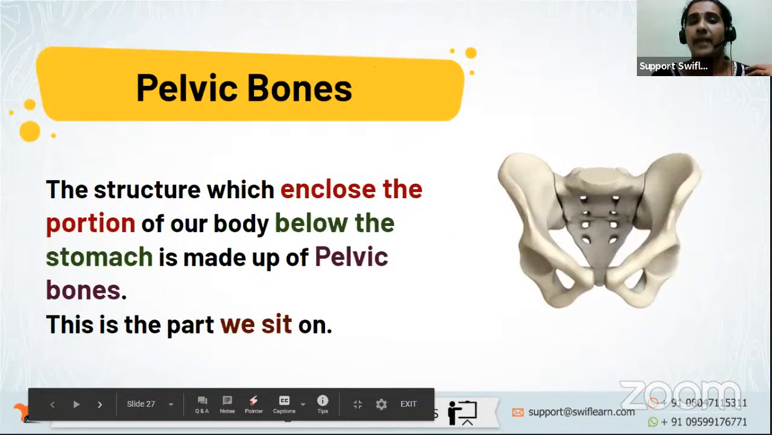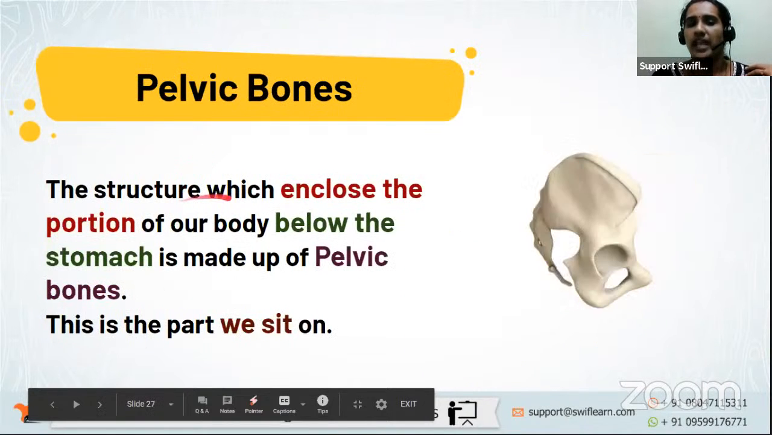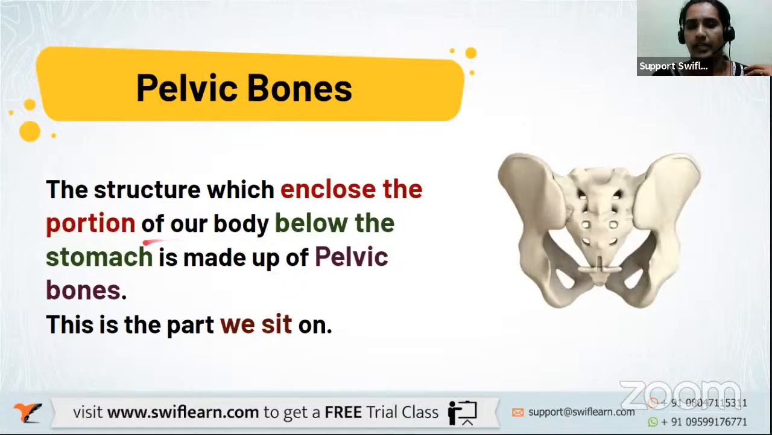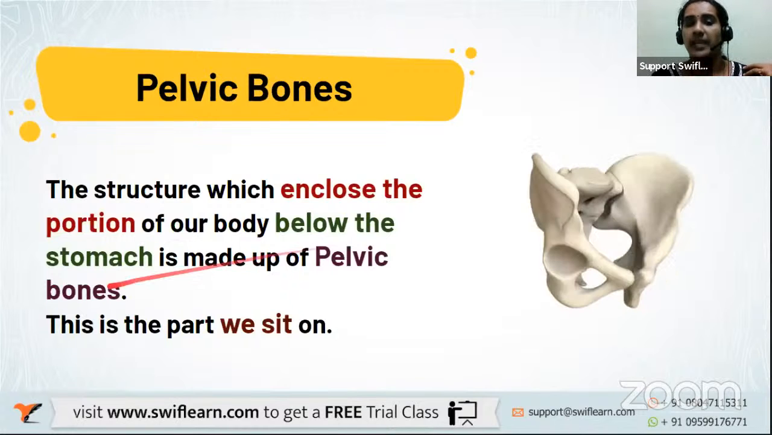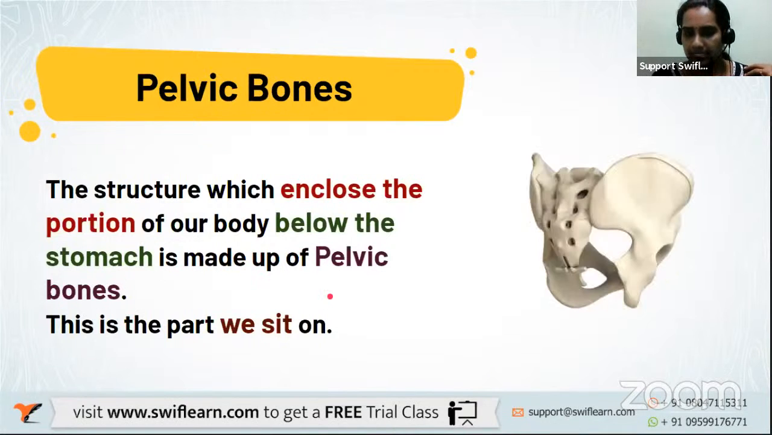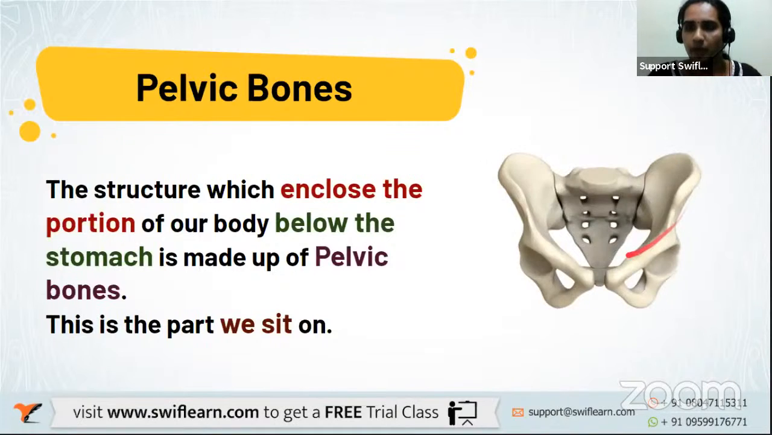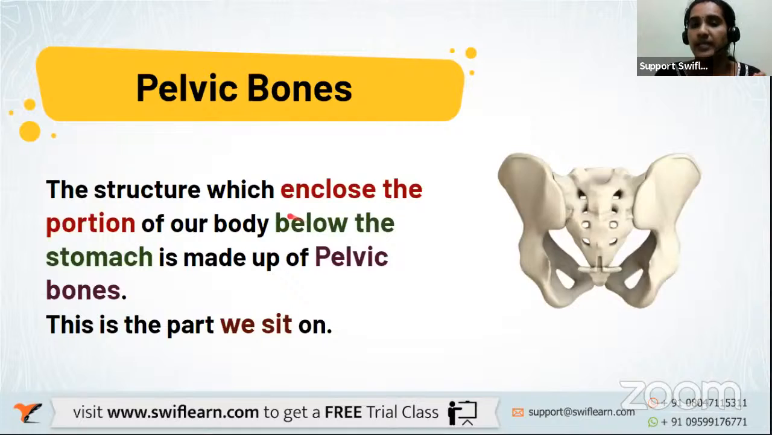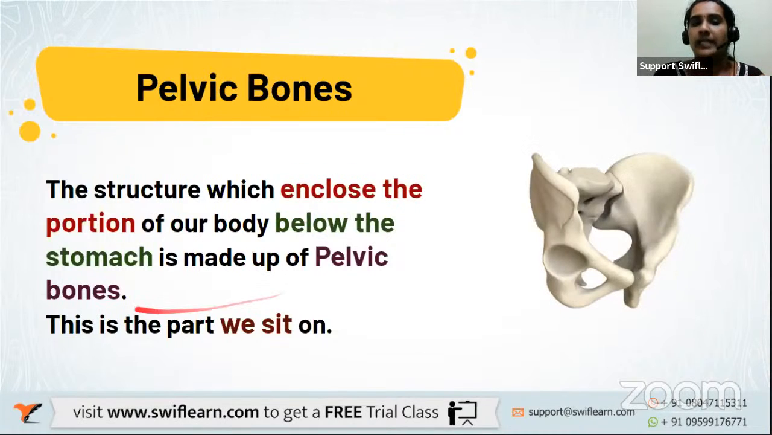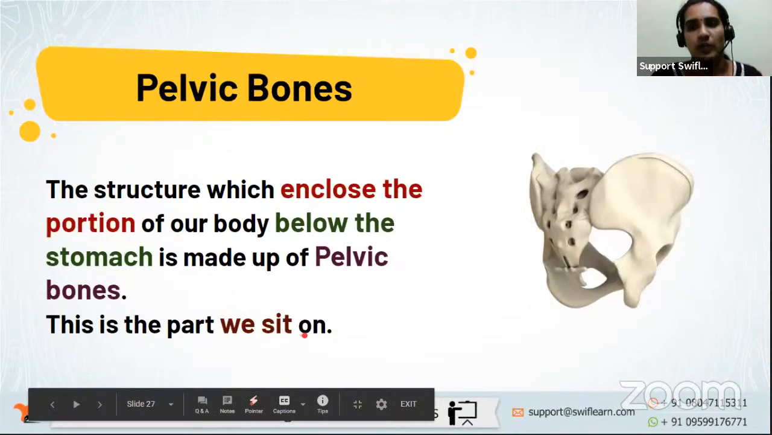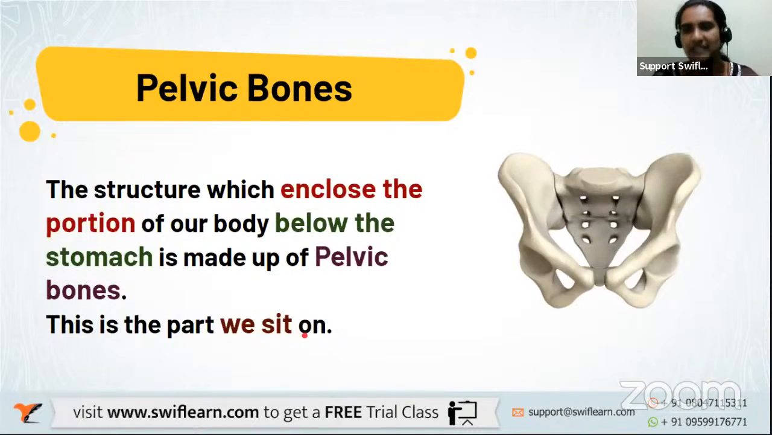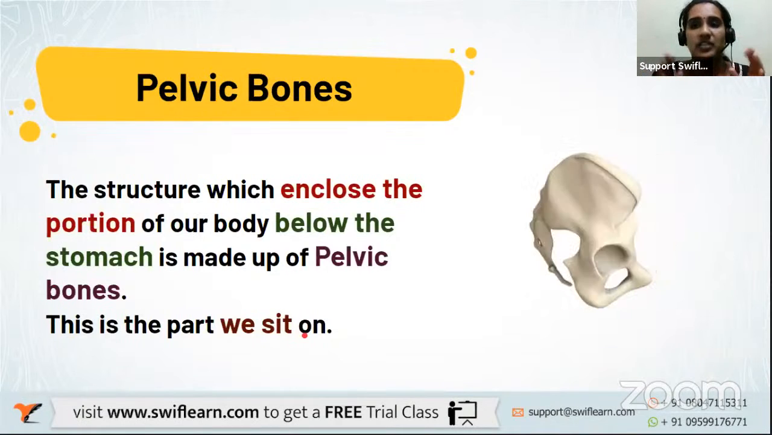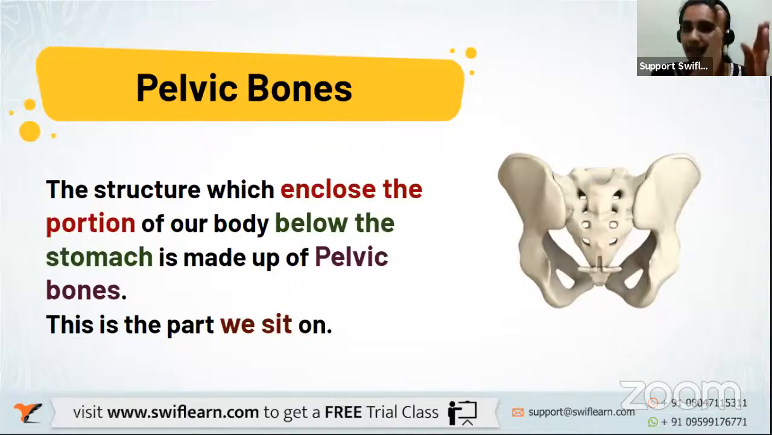Now coming to the pelvic bones. The structure which encloses the portion of our body below the stomach is made up of the pelvic bone. You can see here, this is below our body. We can see that some bones are present below the stomach. This is the part we sit on. When we sit, we can feel some bones there. At that region, the bones present are the pelvic bones.